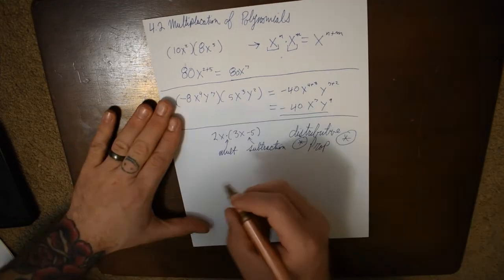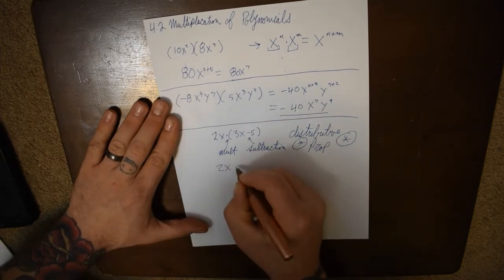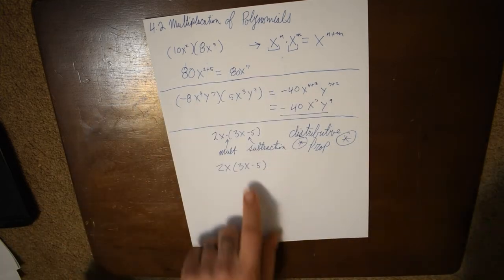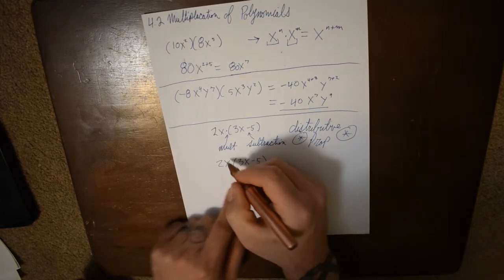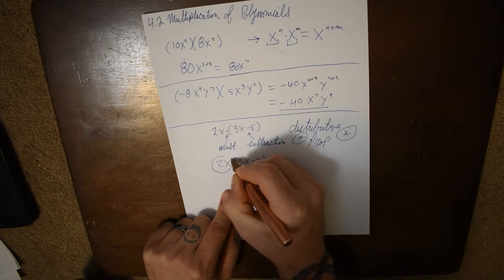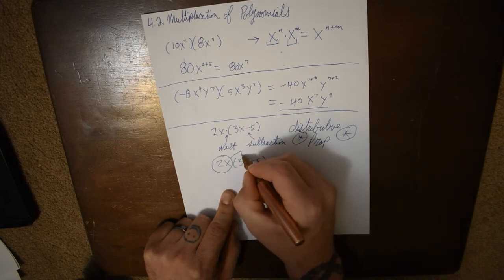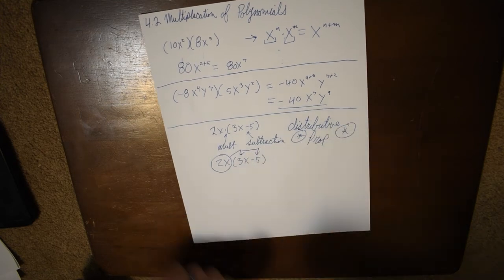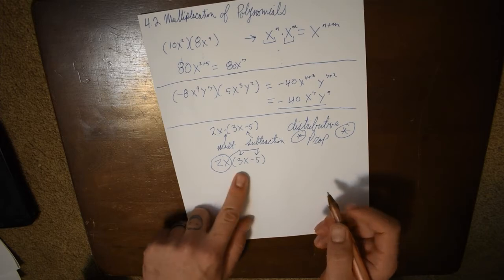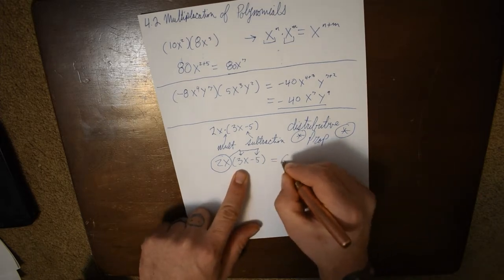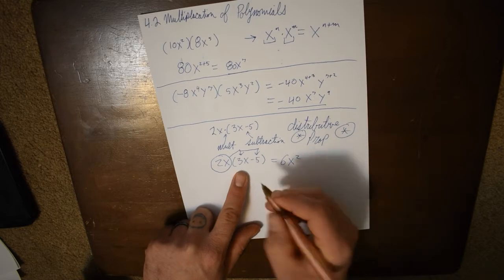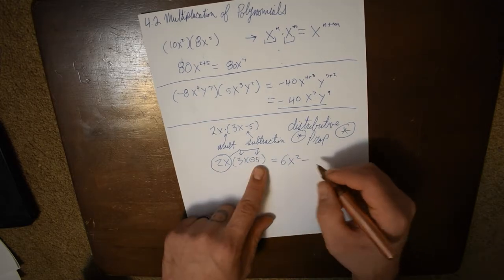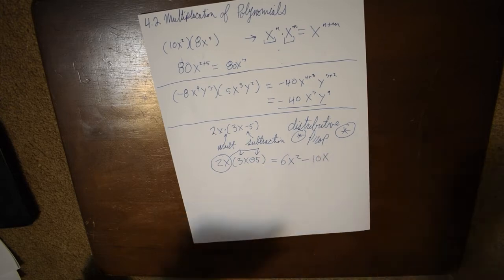So, what we want to do is we want to take the 2x, 3x minus 5. And we want to take the 2x and we're going to multiply it into the 3x, and we're going to multiply it into the 5. So 2x times 3x will give us a 6x squared. We're going to keep this minus sign, minus 2x times 5 will give us 10x.